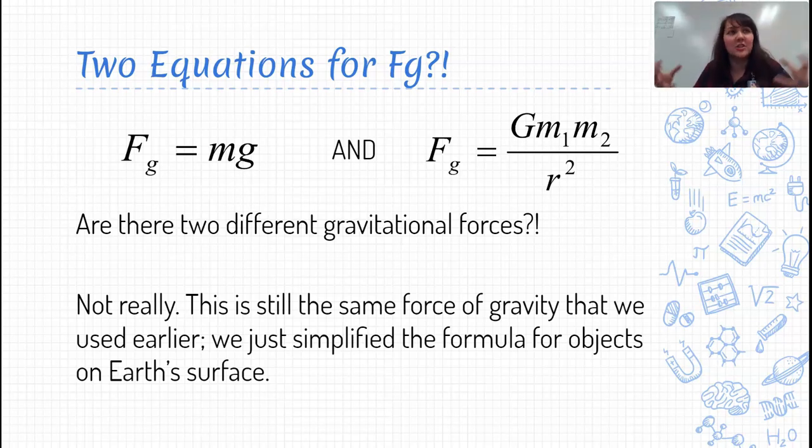That's it. Any two objects that have mass that are interacting with each other will experience these gravitational forces. That first equation that we've used previously, Fg equals mg, is really just a simplification that we use for objects that are located on Earth's surface. So let me show you how that ends up working out.